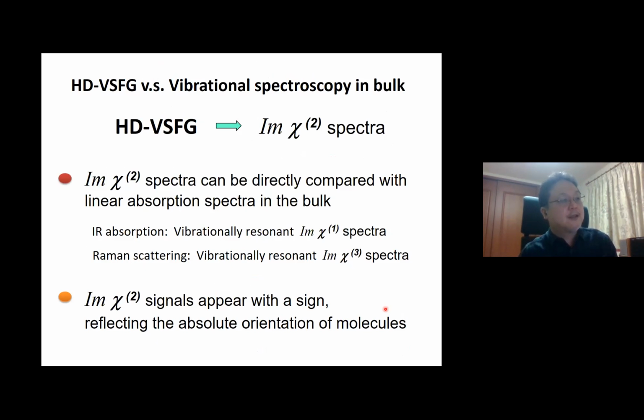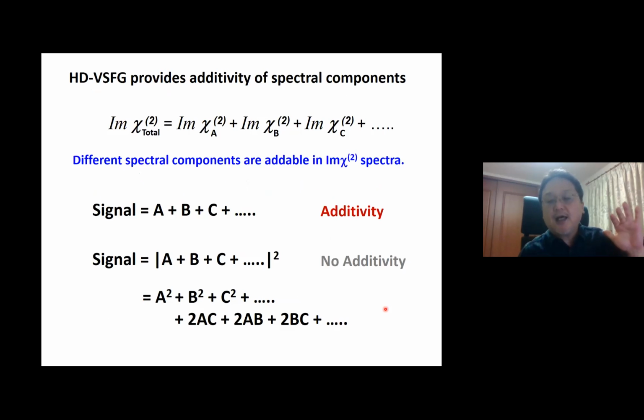So then, after using this spectroscopy for a long time, I think the most important issue is the additivity of the spectral components. It means that the imaginary chi2 spectrum can be decomposed into component spectra if the spectrum consists of several components. So we can do spectral decomposition.